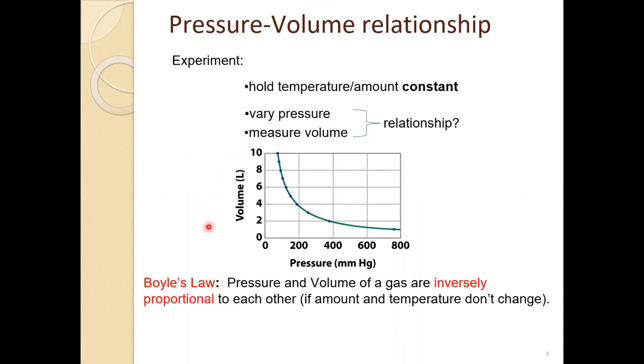This is summarized by what's known as Boyle's law, which says the pressure and volume of a gas are inversely related, or inversely proportional, to each other if the amount of gas and the temperature of the gas are constant, if they don't change during the experiment.